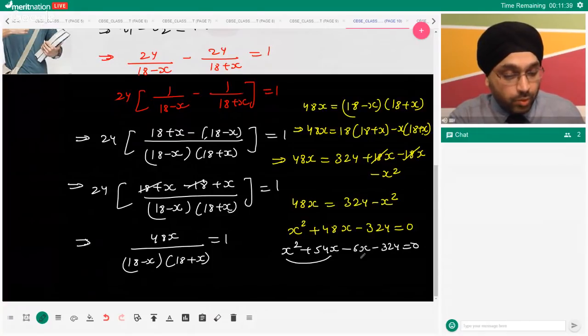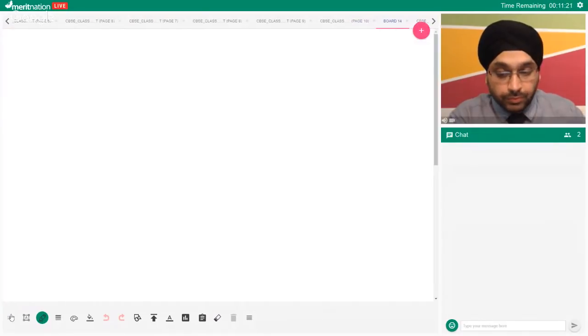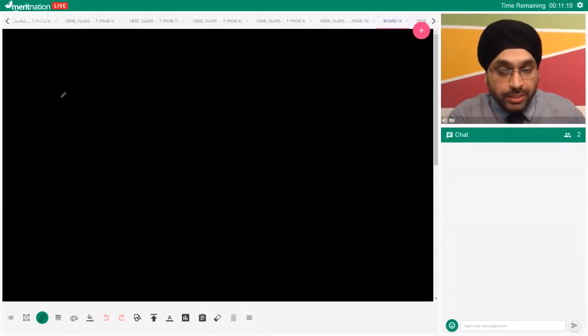Then, guys, we just need to make groups. So that will be x into x plus 54 minus 6 into x plus 54 equals to 0. So this means we have x minus 6 and x plus 54 equals to 0. Now guys, this is the final equation we got. So we have x minus 6 into x plus 54 equals to 0, right? So this means x is either 6 or minus 54.